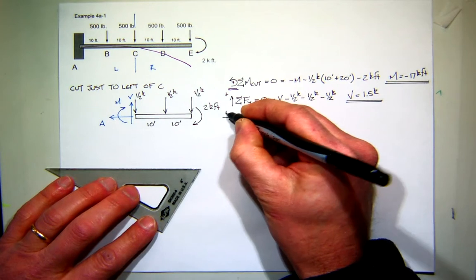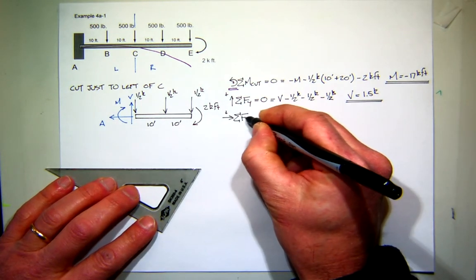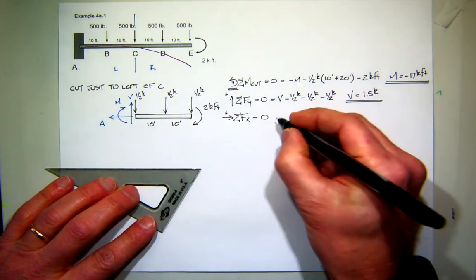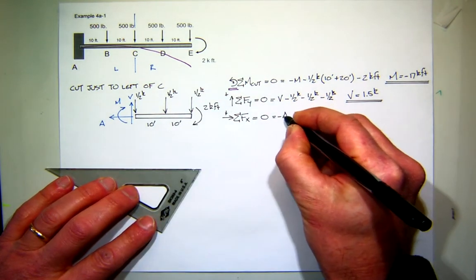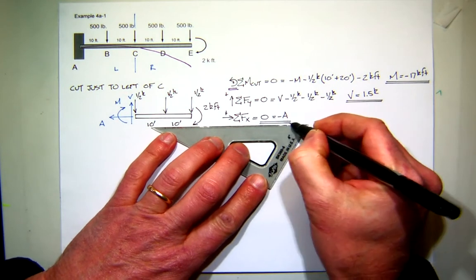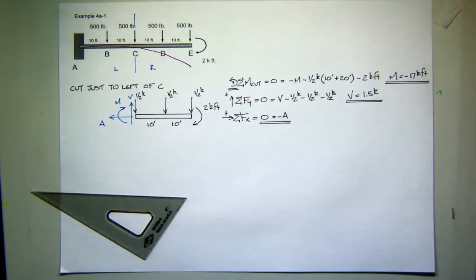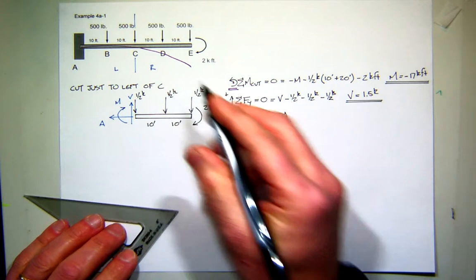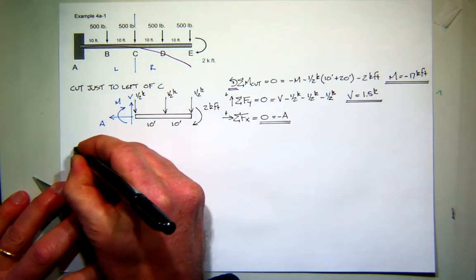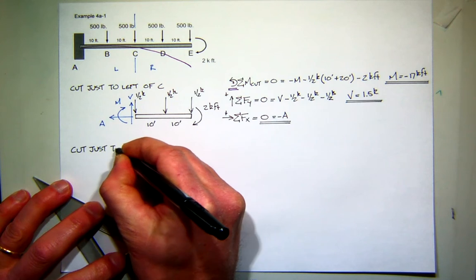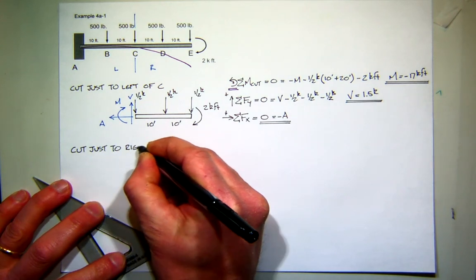Just to finish this off, I would then sum forces in the x direction. I'm assuming to the right is positive, and all I have is a negative axial force. That's it. Doesn't matter. It's zero anyway in this problem. Okay? So the question becomes now, what if I move just to the right of C? So what changes in the problem?